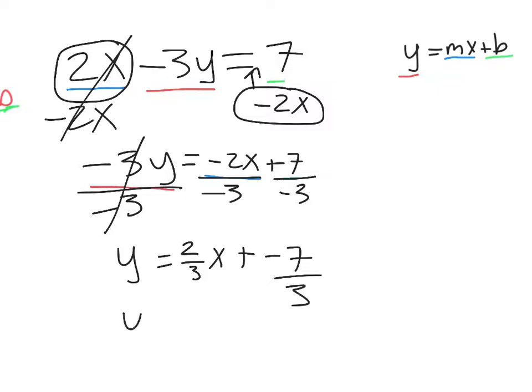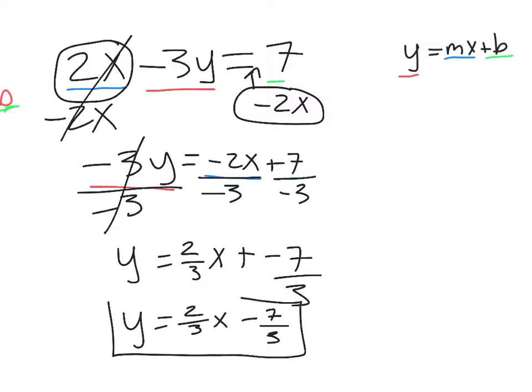Or I could rewrite this as y equals 2/3 x, and instead of plus negative 7 over 3, I could just write minus 7 over 3. This would be our final answer here. We have our y-intercept that doesn't divide evenly, and we have our slope here, 2/3. All right, let's do another one of these.